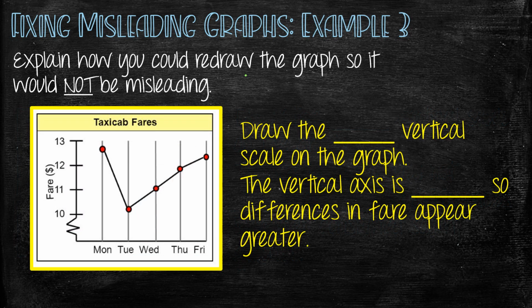Another one, example 3. How can we redraw it? Same mistake. It happens a lot. You need to start at 0. So draw the entire vertical axis on the scale. The vertical axis is broken. Okay, don't make it with that. So the differences in fare appear to be greater. It is distorted. It's exaggerated because of the scale.